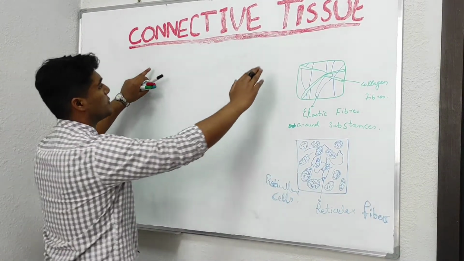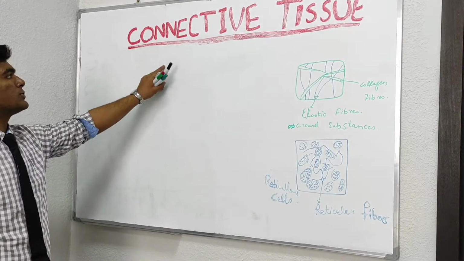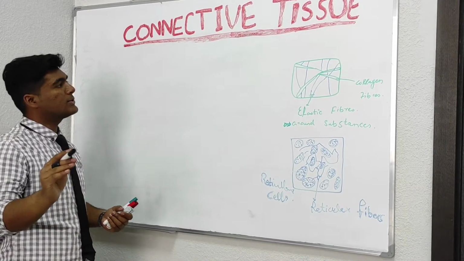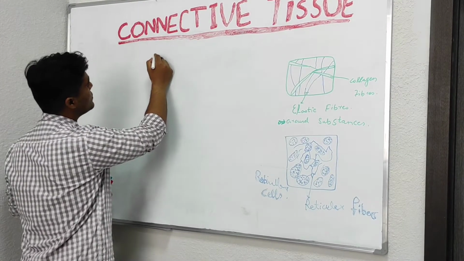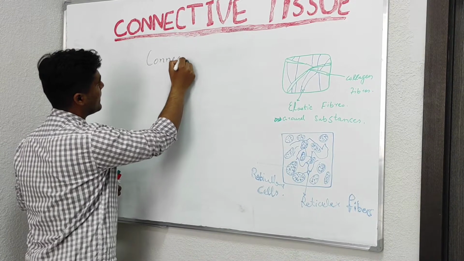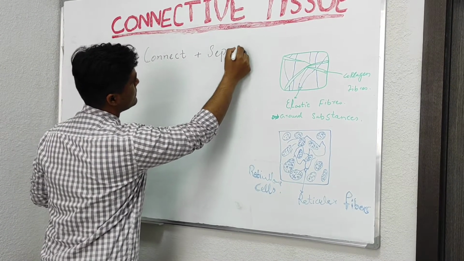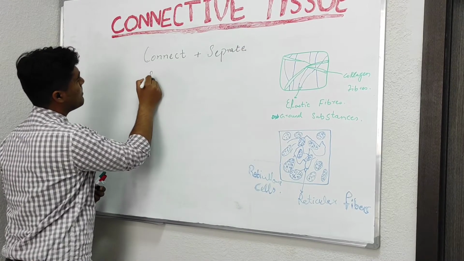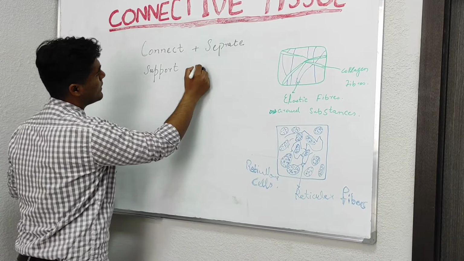Today we are going to discuss the histology of connective tissue. We are going into complete detail of its histology. So first of all, let's talk about what connective tissue actually is. It's basically a tissue which connects, separates, and supports all types of tissues that we have in our body.